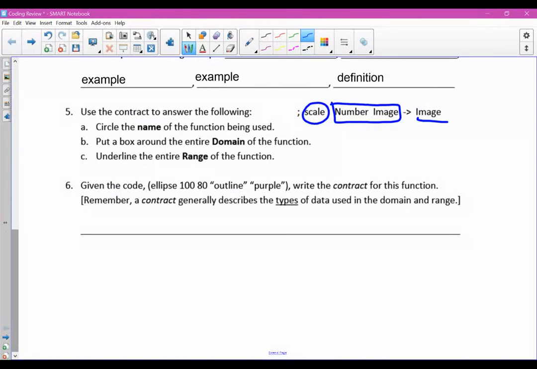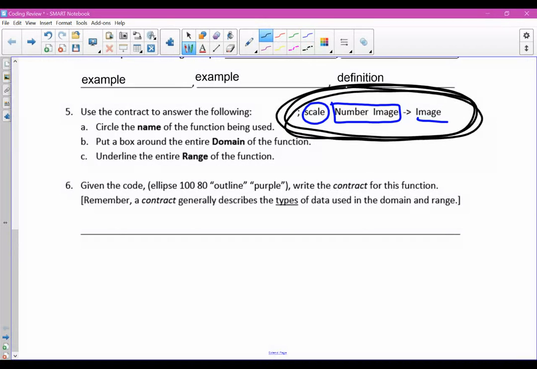All right. And number 6, given the code ellipse 180, outline purple, write the contract for this function. Remember, a contract generally describes the types of data used in the domain and range. What's nice about this review packet is that in number 5, what we just did, this right here is a contract. So if you're confused about what a contract should look like, this is what a contract looks like. And a contract always starts with a semicolon, always. The first thing is the name of the function, and the name of this function here is ellipse. It's the first thing we see in the code.